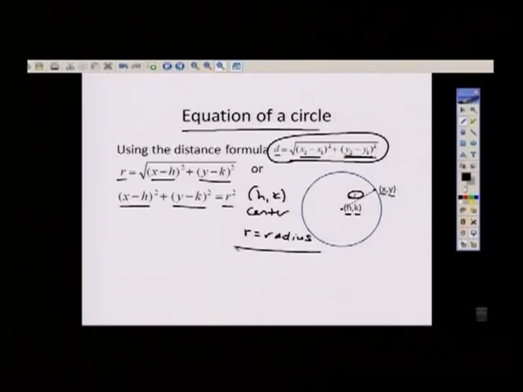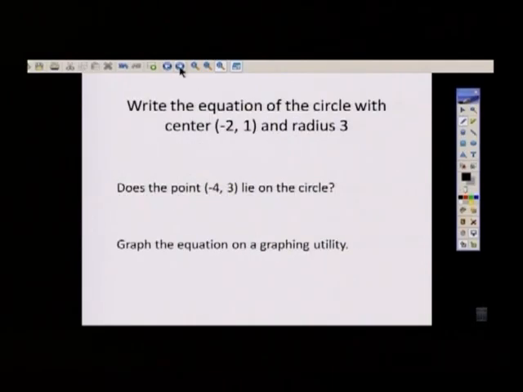So this is the equation of a circle that we're going to be using. So here, the first little question asks you to write the equation of a circle with a center of -2, 1 and a radius of 3. So would you do that first, please?